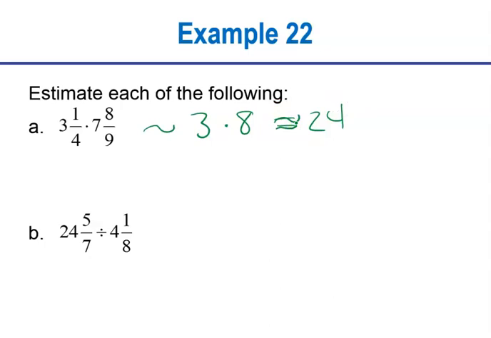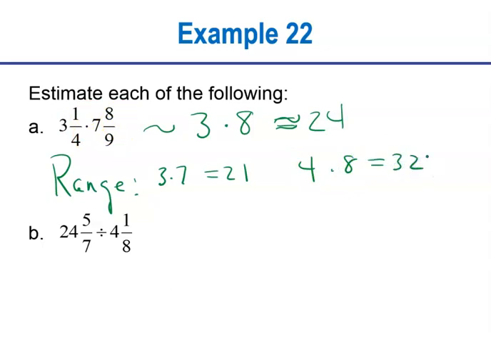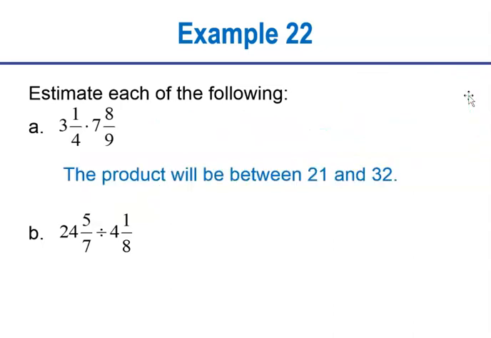Another way to handle it is to look at a range. If you look at a range of values, the lowest it could be is if you round them both down. 3 times 7 is 21. What about the highest it could be? Round up, 3 rounded up to 4, and then 7 rounded up to 8, and that would give you 32. So a solid range of values would be between 21 and 32. It really just depends on what you need. It just said estimate, but when you look at the typed up result, it says the product will be between 21 and 32. Why don't you try the same thing on the next problem?